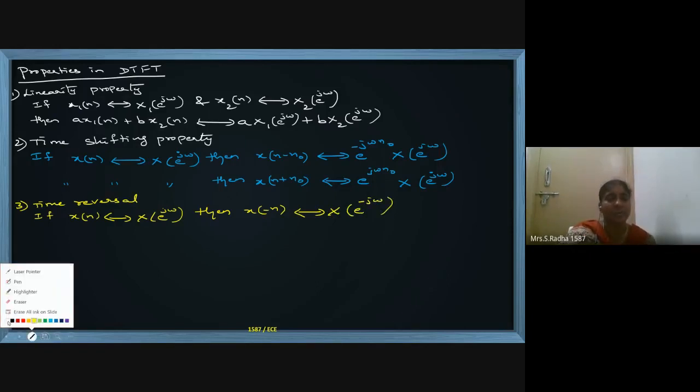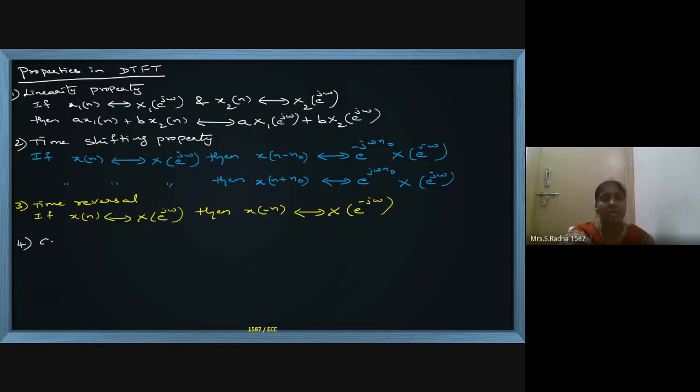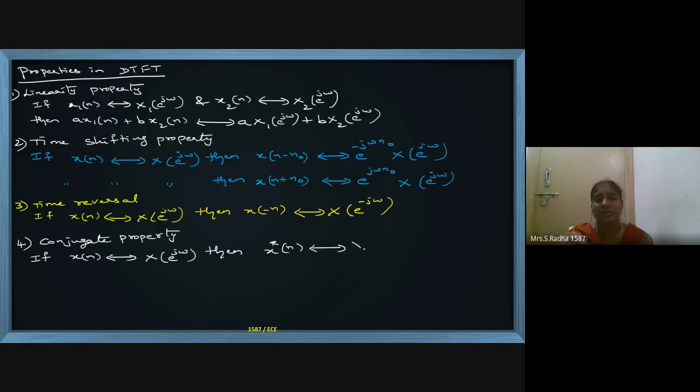We have one more property called the conjugate property, the fourth one. If x of n is present, its DTFT is x of e power j omega. Then for x conjugate of n, its DTFT will be, you have to take the conjugate as well as e power minus j omega for the DTFT representation.